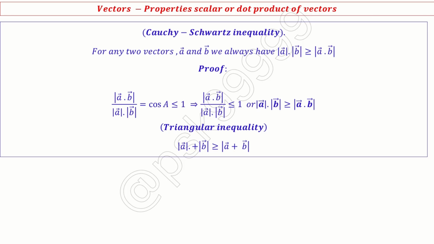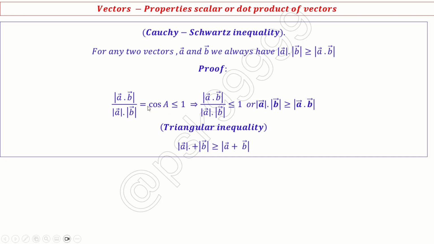Cauchy-Schwarz inequality for the vector scalar product. This is mainly for vector scalar products. For any two vectors a and b, we always have the magnitude of a bar multiplied by the magnitude of b bar is greater than or equal to the magnitude of the scalar product of those two vectors, a dot b. So what is the proof?